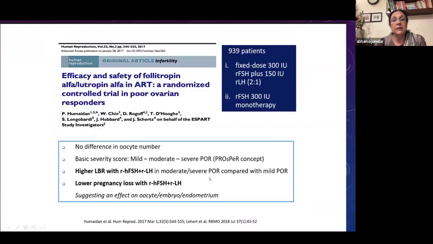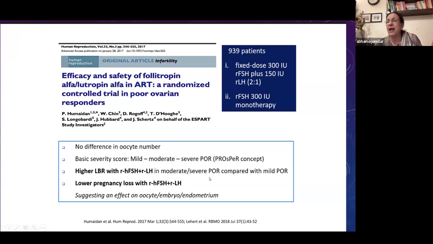They have looked at the efficacy and safety of LH in ART, a randomized controlled trial in poor ovarian responders. They took about 1,000 patients. In one group, they gave a fixed dose of 300 IU of FSH plus 150 IU of LH. In the other group, they gave FSH 300 IU monotherapy. And they found no difference in oocyte number. Their baseline severity score was mild, moderate, or severe according to PROSPER. But there was a higher live birth rate when they gave the combination of FSH and LH in moderate and severe POR.